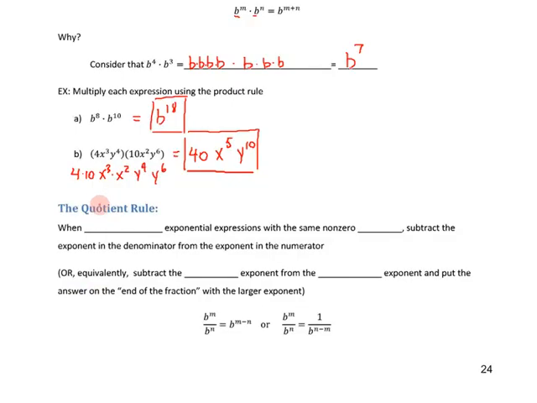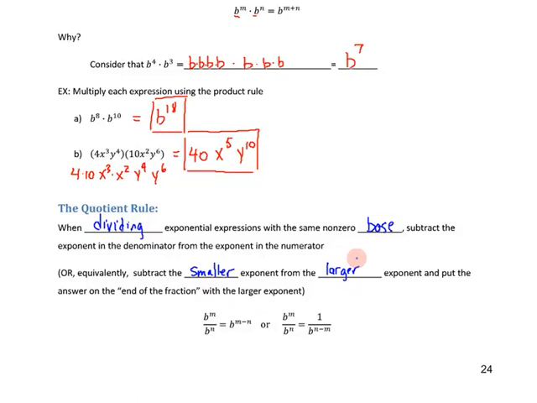The second rule is the quotient rule, which says when dividing exponential expressions with the same non-zero base, we subtract the exponent in the denominator from the exponent in the numerator, or equivalently, we subtract the smaller exponent from the larger exponent and put the answer on the end of the fraction with the larger exponent.